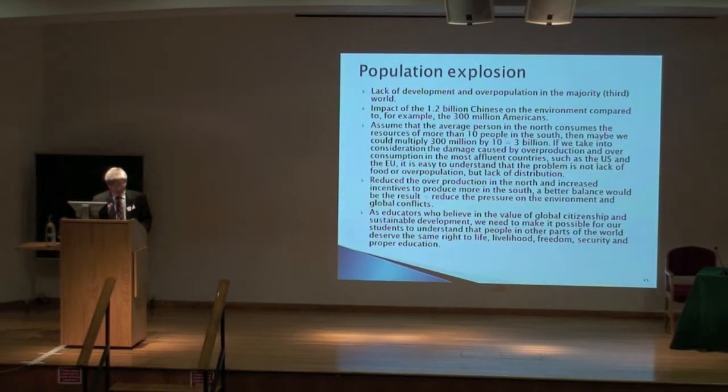If we take into consideration the damage caused by overproduction and overconsumption in the most affluent countries, such as the US and the EU countries, it is easy to understand that the problem is not lack of food or overpopulation, but lack of distribution. If we reduce the overproduction in the north and increase incentive to produce more in the south, a better balance could be the result. At the same time, this would reduce the pressure on the environment and global conflict.